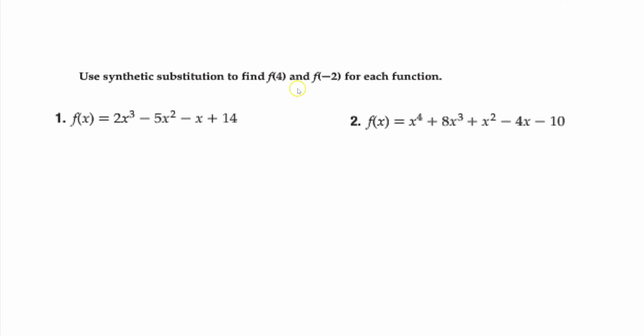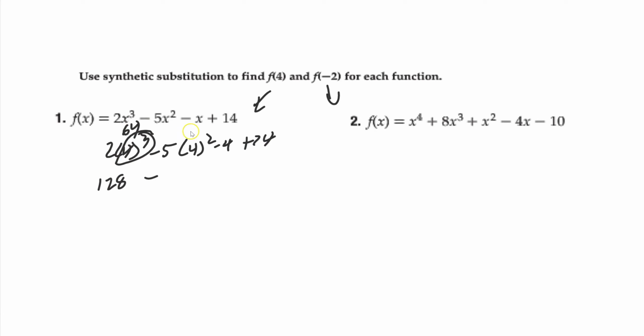Right here, we'll do f of 4 for this one, and f of negative 2 for that one. So here, they want me to figure out what f of 4 is. Again, what we do is just plug it in. You get 2 times 4 cubed minus 5 times 4 squared minus 4 plus 14. This is 64 times 2 is 128, minus 16 times 5 is 80, minus 4 plus 24. Who doesn't like this already? So let's see. This is 20. This is negative 60. If you add these up, I get 68. So that's one way to do it.